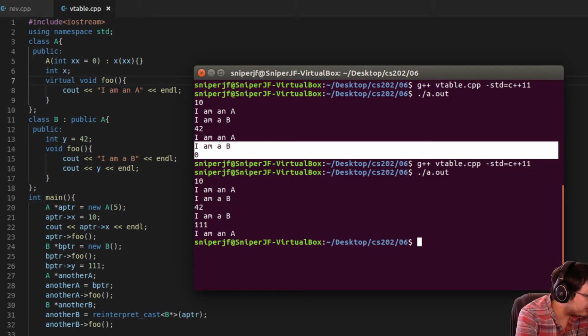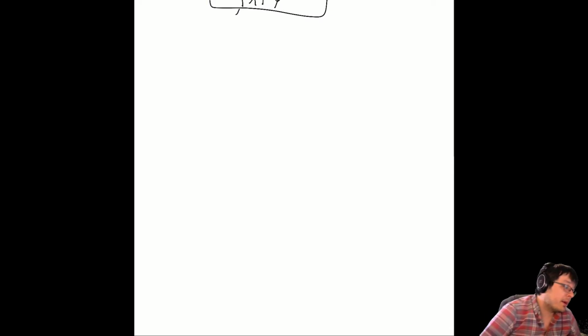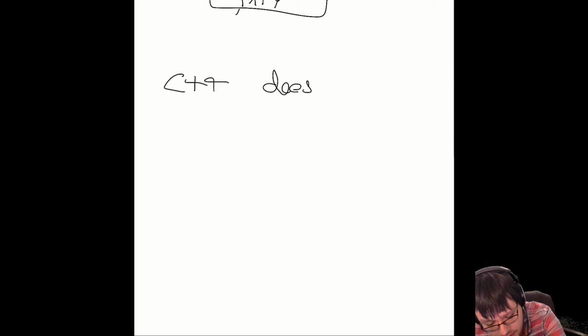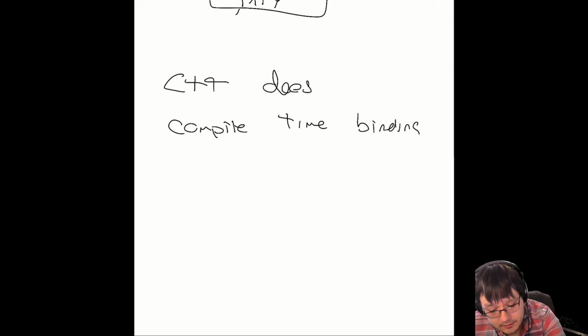So let me write some of these names down. It's important. But again, they will go into detail about this in 326. Hopefully you get it now, but if you don't, they'll really hardcore nail it in that class. Or at least they should, allegedly. So C++ does what is known as compile time binding, also known as static binding or early binding.